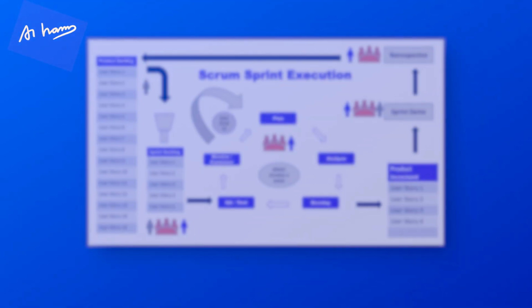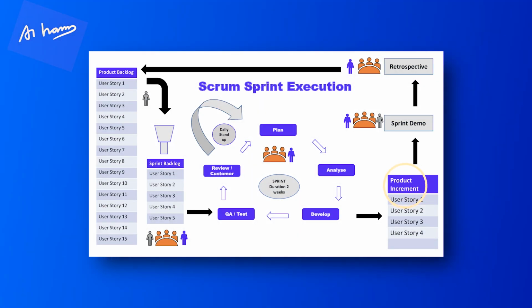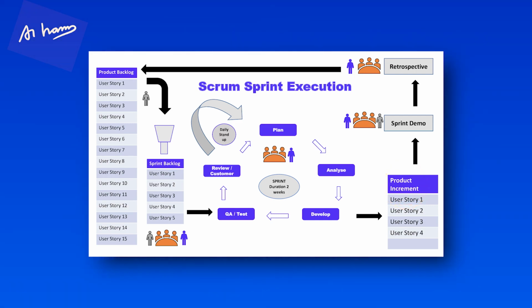Okay. Then after that you have got the product increment. The working software that is delivered at the end of the sprint is called a product increment. It is the sum of all the old increments given. Okay, clear? Now, planning meetings.